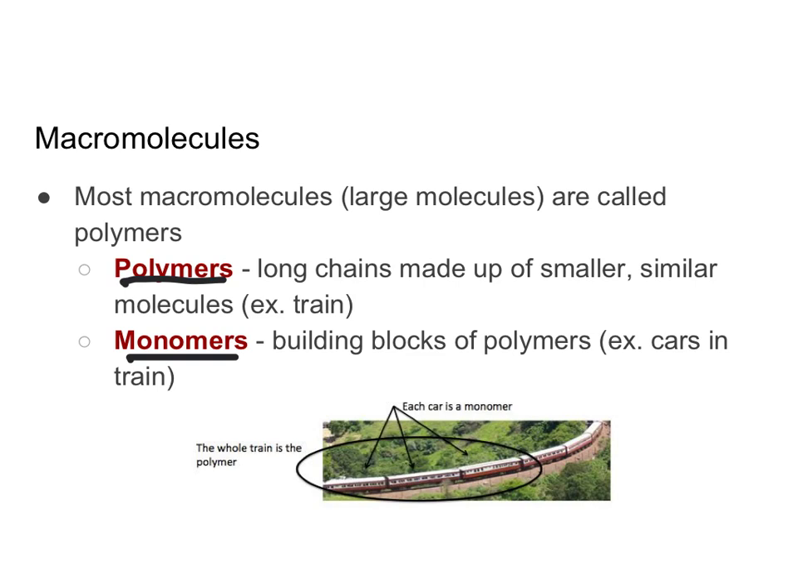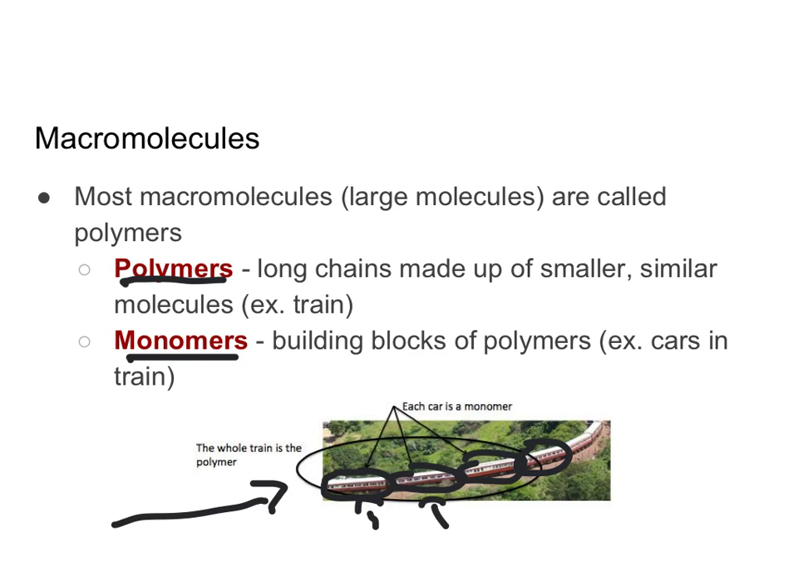I think a nice analogy is to think of a train, right? A train is a long chain that's made up of smaller, similar units. So each little car on the train is a unit. They're all kind of similar to one another, but they're all linked together in one long polymer. So you can think, if I had a bunch of similar molecular units that were linked together, the whole big molecule would be a polymer.